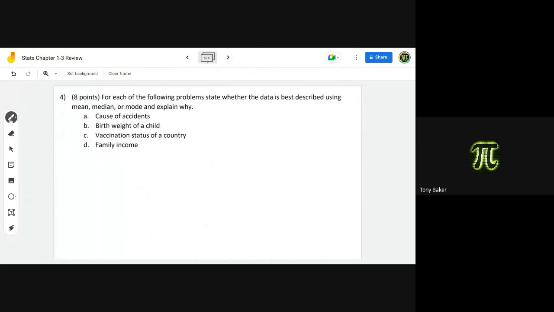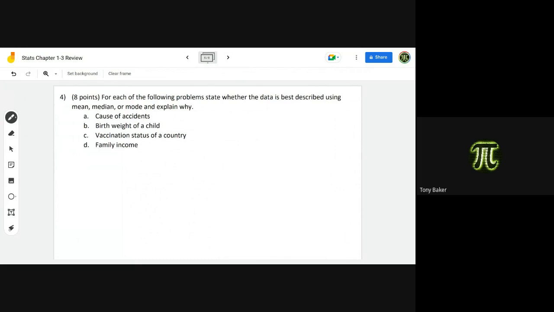Next question. For each of the following problems, state whether the data is best described using mean, median, or mode, and explain why. So, A, cause of accidents. Would you want to do this as mean, median, or mode? Why?